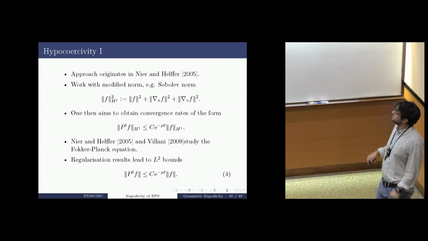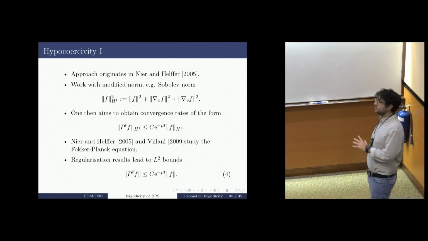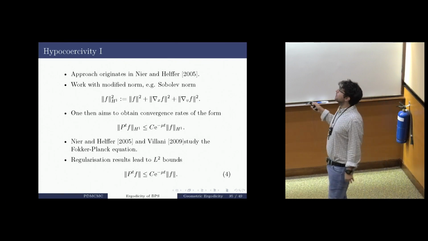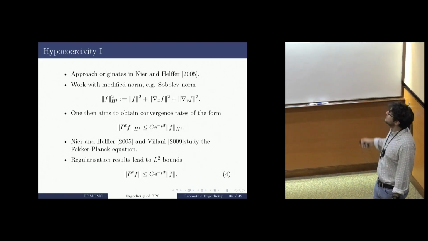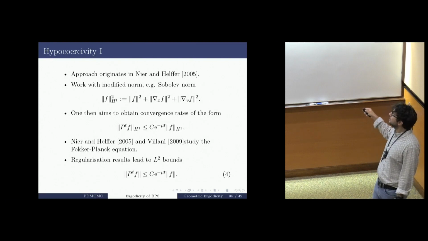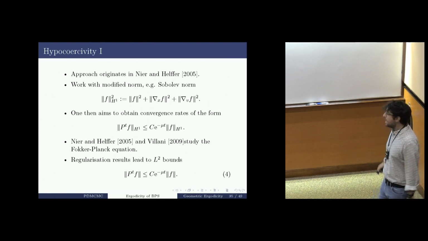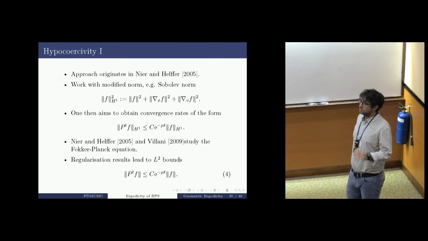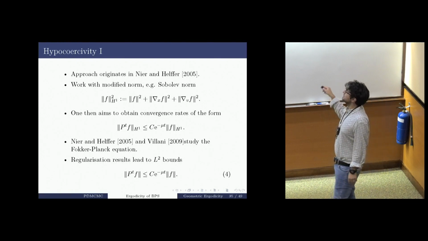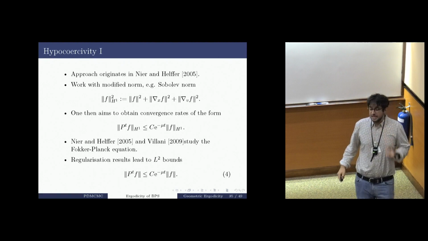We work with a different norm, okay? So essentially the trick is we change the norm. The norm we will work with is the weighted Sobolev norm on our space. So essentially you take the L2 norm, you add the L2 norm of the x derivative and the L2 norm of the v derivative. And then we aim to prove something of this form, okay? We aim to prove exponential convergence in this direction.